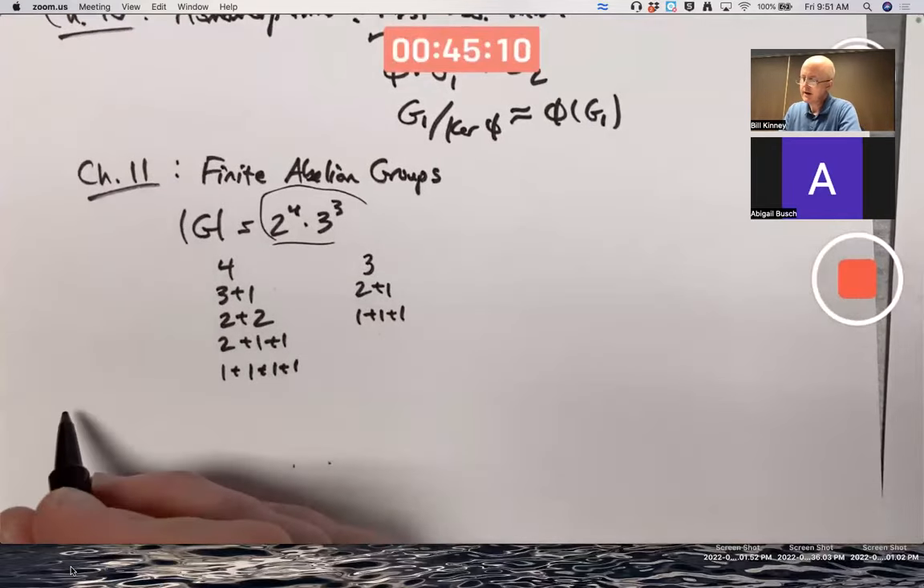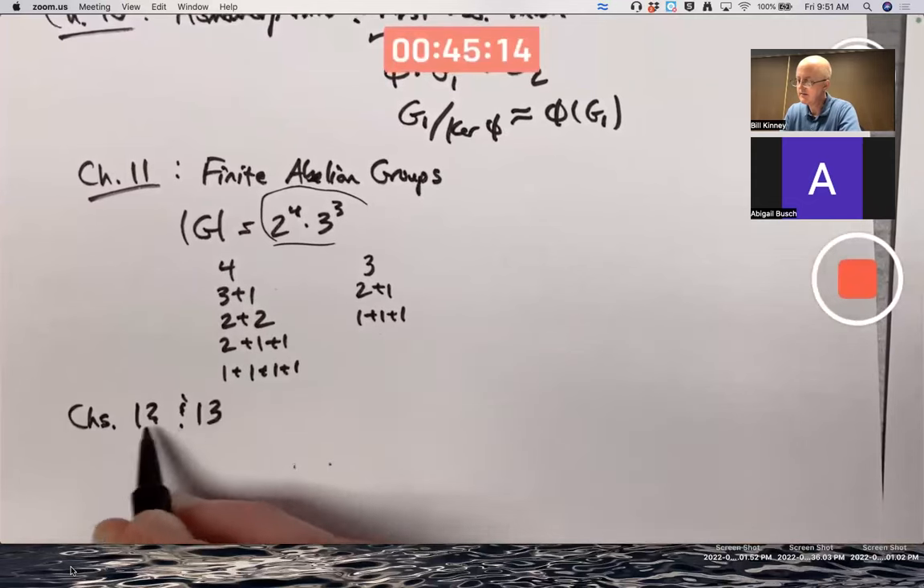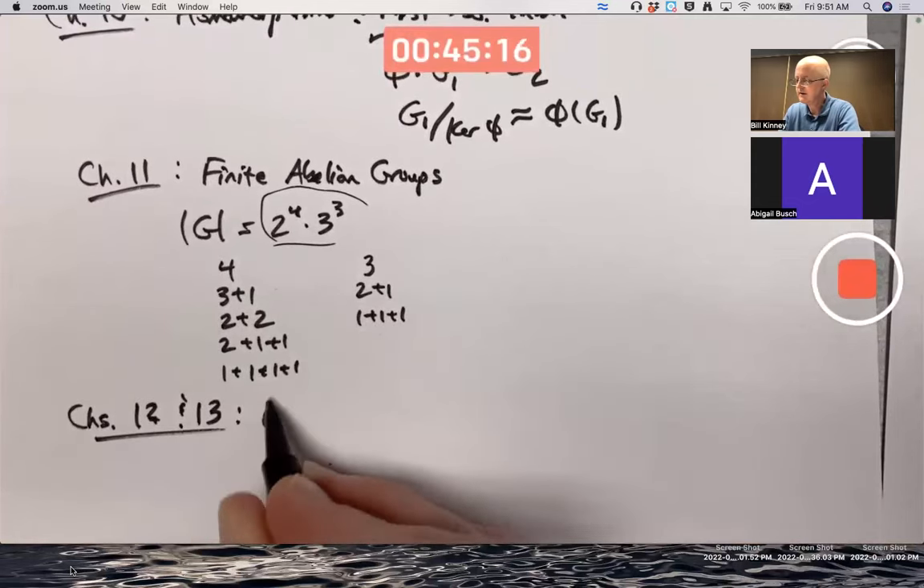Chapter 12 started ring theory. Chapters 12 and 13 are the basics of ring theory. Ring theory fundamentals.